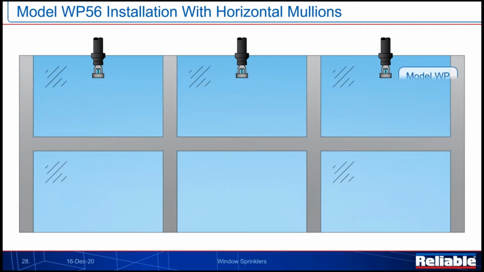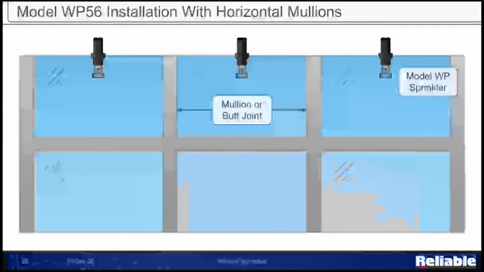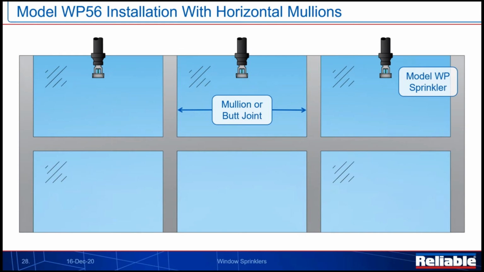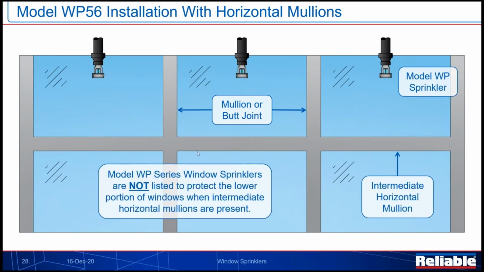If we look at the WP56 installation with horizontal mullions, this is where we run into some challenges. We have mullions or butt joints located on the top portion of the glazing right here. But the problem is the horizontal mullion right here. This runs horizontally across our glazing, and this is going to prevent our water from cascading down the surface of the top glazing panel and then transitioning to the second glazing panel.